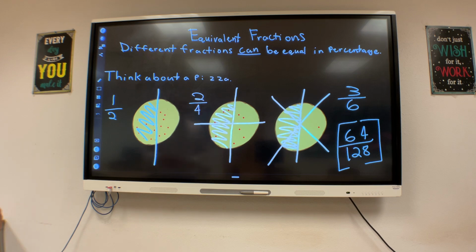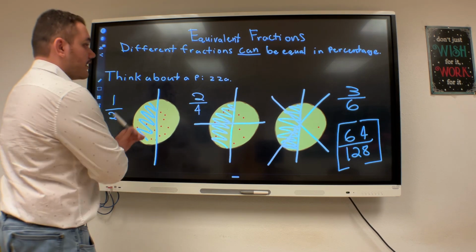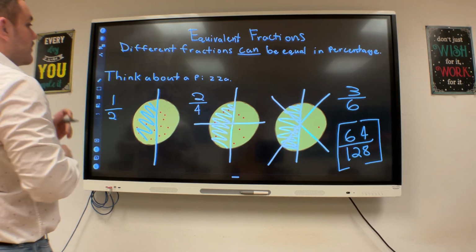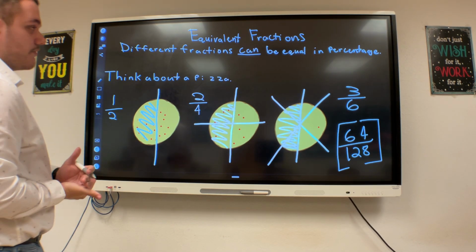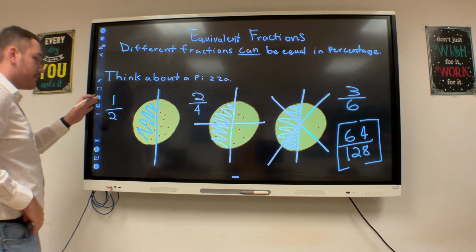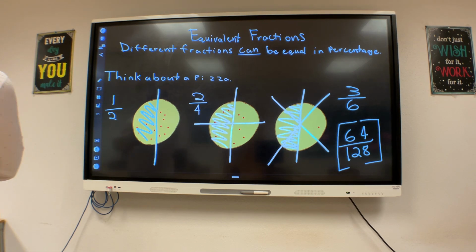And so some fractions are equivalent. And what that means is there are different fractions that can be equal in percentage, because, like I said, the percentage is the same. It's still a half. We're talking about a bigger number on the bottom, but also on the top. So like I said, this half right here. You can think about a pizza. That's probably the easiest way to think about something like this.